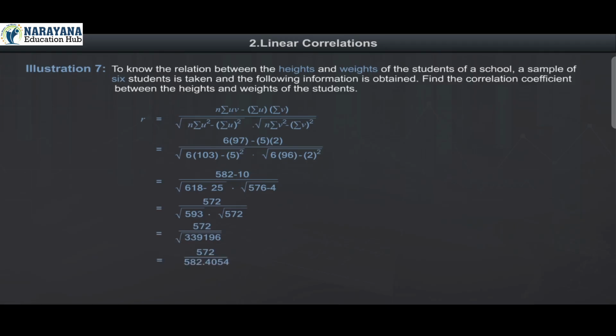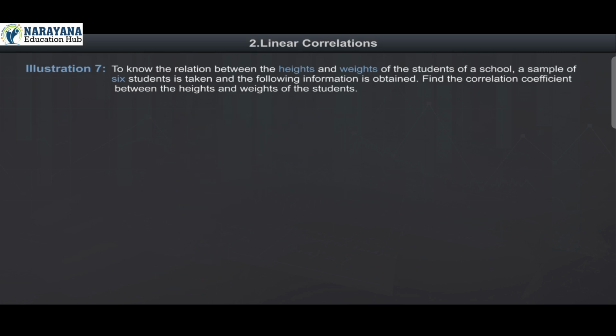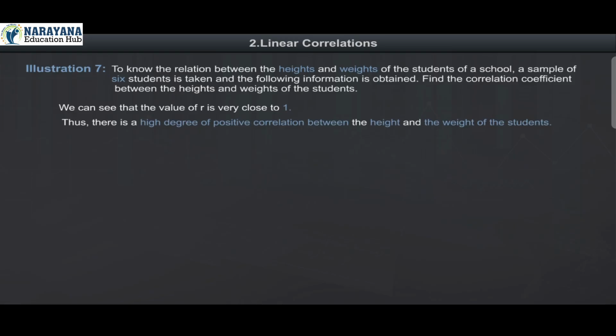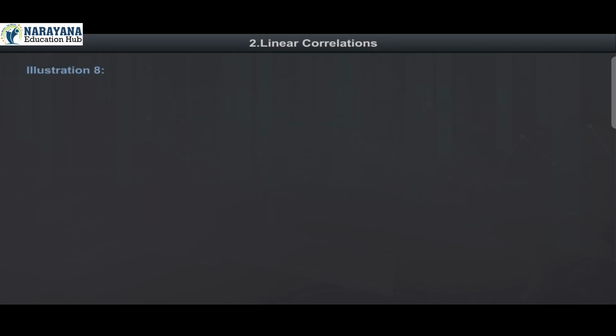3,39,196 is equal to 572 divided by 582.4054 is equal to 0.9821. Therefore, R equals 0.98. We can see that the value of R is very close to 1. Thus, there is a high degree of positive correlation between the height and the weight of the students.